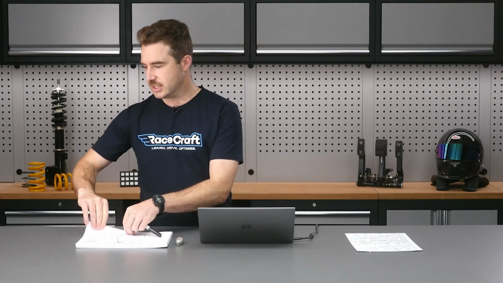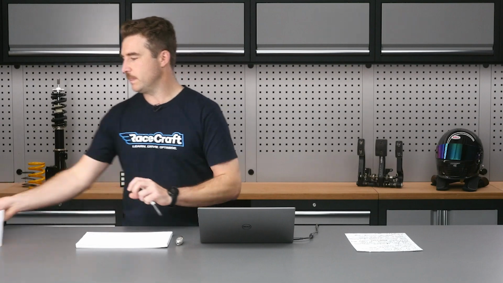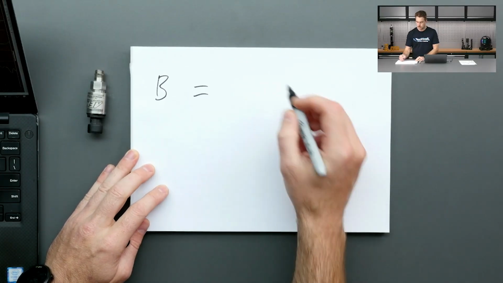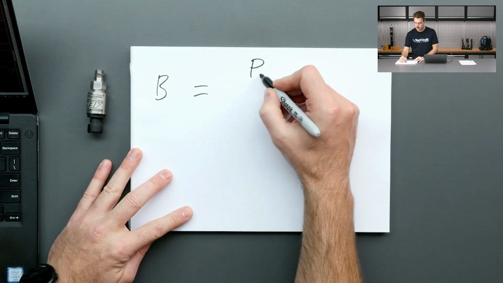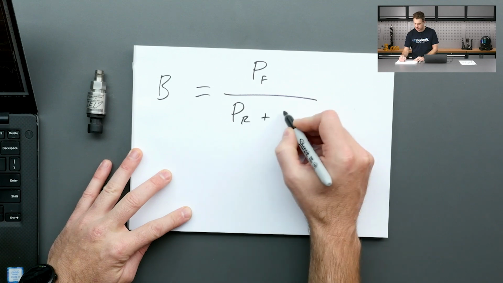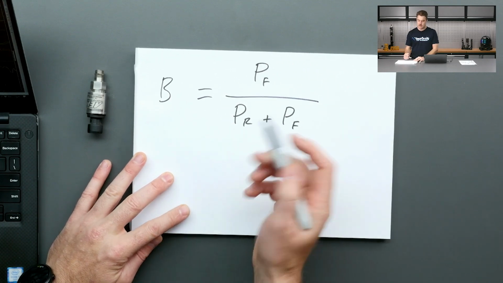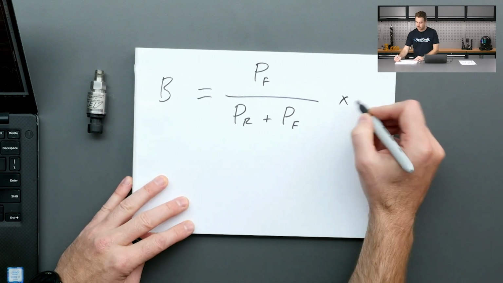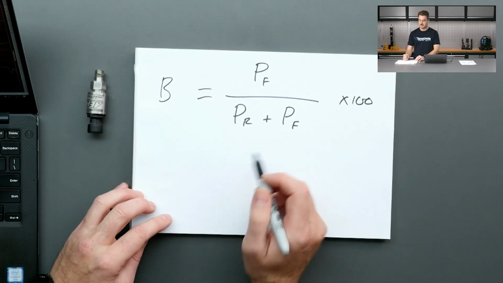So I'll just sketch out the equation for that. Super simple. So our bias is equal to the pressure on the front axle divided by the pressure on the rear axle plus the pressure on the front axle. So that's simply going to give us a ratio, and then we can modify that by multiplying it by 100 to give us a percentage.